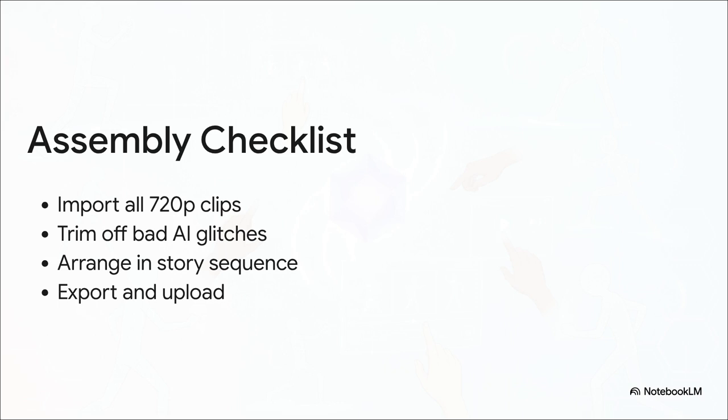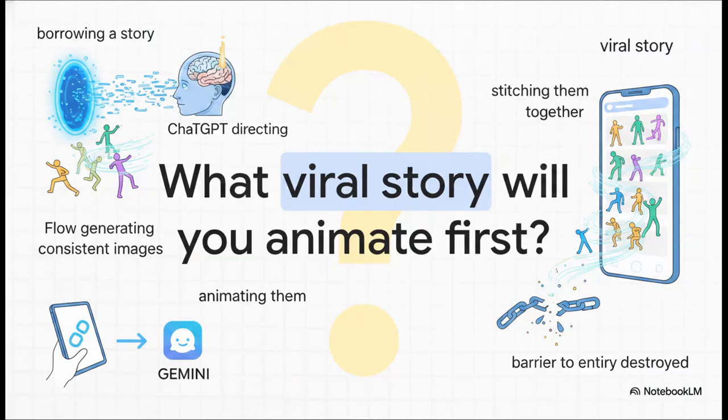You do not need any advanced editing skills for this. Just take those 720p clips and import them into whatever software you prefer. Honestly, it could literally be a free app on your phone. All you need to do is trim the clips, just snip off any weird AI glitches at the beginning or end of the movement, then arrange them in the chronological sequence of your story. And that's it. Export the final file, and you are totally ready to hit upload on your social media platforms. And the whole shebang is done.